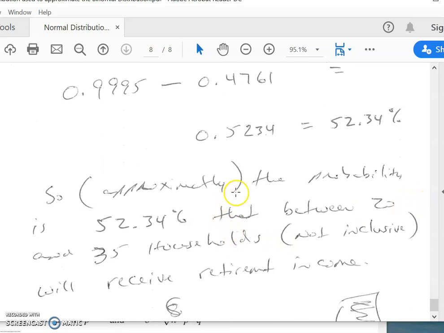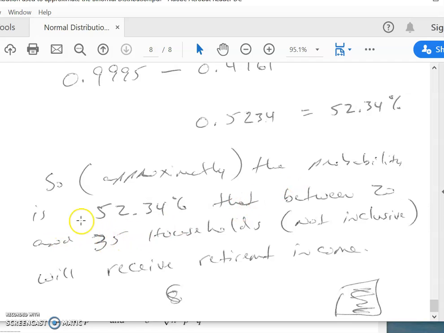So approximately, the probability is 52.34% that between 20 and 35 households, not inclusive, I'm not including 20 and I'm not including 35, so it's 21, 22, 23, and so forth, all the way up to 34, will receive retirement income.